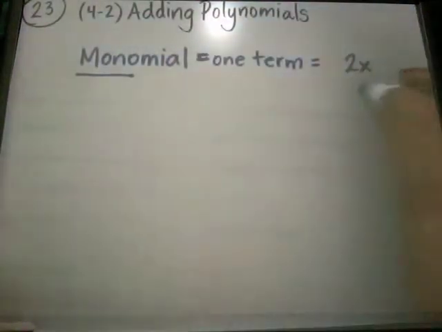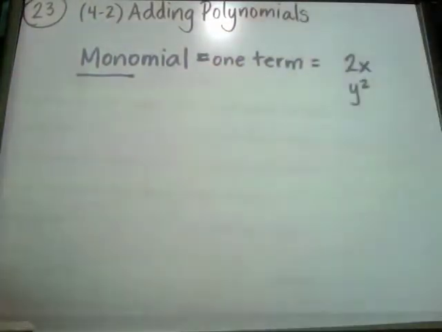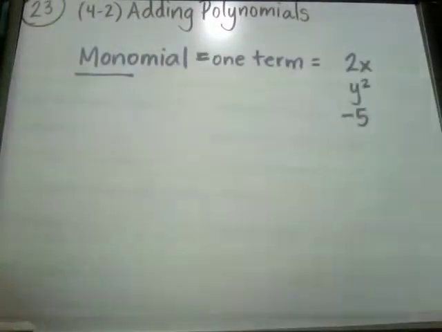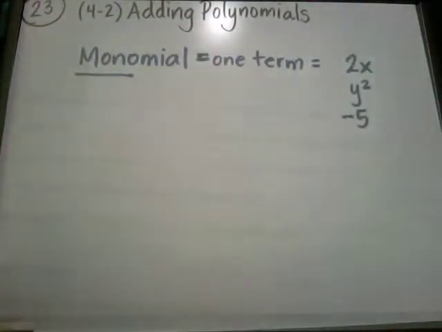For example, 2x, y squared, -5. Right? So if a term, we've talked about combining like terms. A monomial means one term only.